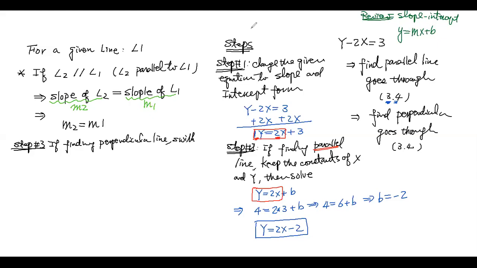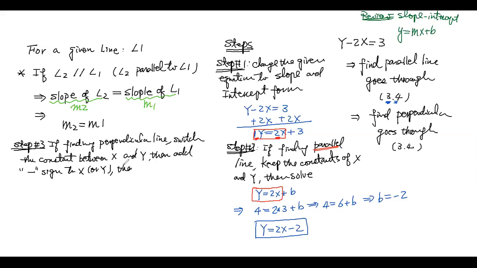What I need to do here is switch the constants between x and y, then add a negative sign. I can add a negative sign to x or to y, it doesn't matter, just add one, then solve for b.